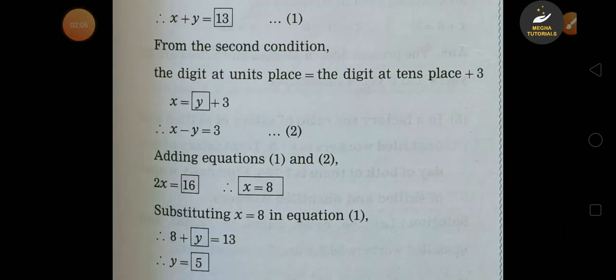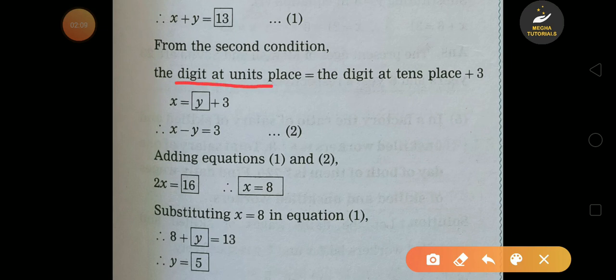Then using second condition, the digit at the unit place, that is x, is equal to the digit at tens place plus 3, that is y plus 3. Therefore another equation is x is equal to y plus 3. If you transpose y on LHS, then you will get x minus y is equal to 3, that is equation 2. Now we will solve equation 1 and equation 2 simultaneously, that is we can add so that y will be eliminated.